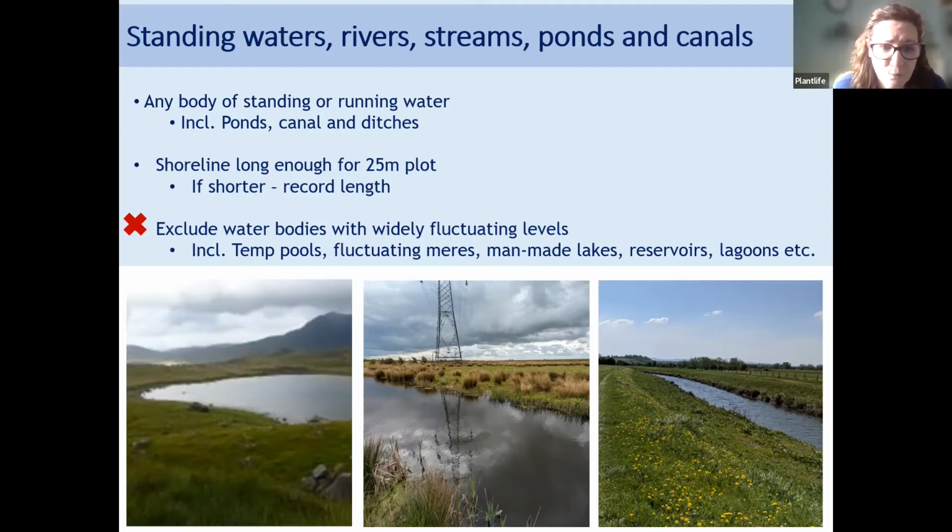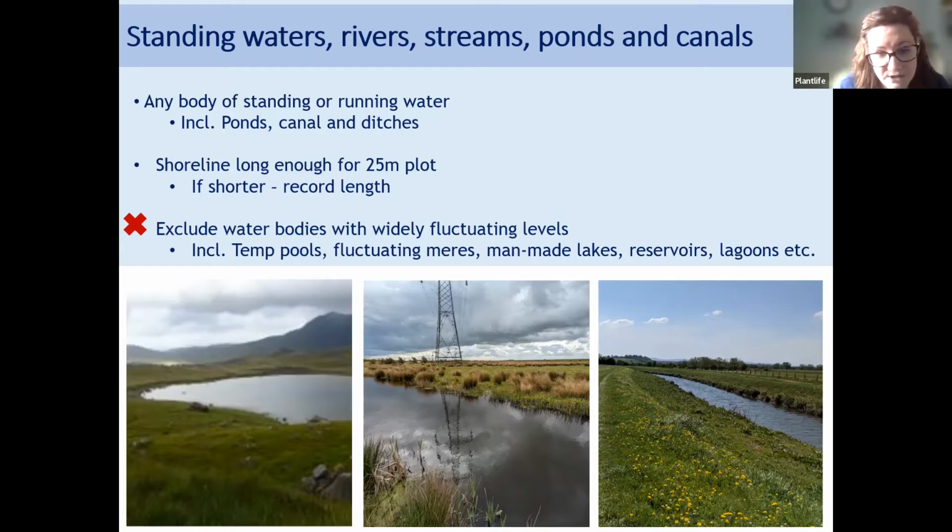So due to fluctuations in water level, the position of the water body plots can actually be quite difficult to define in some cases. So as a result, water bodies that we don't include, and therefore we don't survey, are those with widely fluctuating water levels. So basically these are not very good plot options. They're very hard to relocate or make sure that we're in the same place each time. So we do tend to exclude these, and they include things like fluctuating meres, perhaps temporary pools or ponds, man-made lakes or reservoirs, perhaps saline and brackish lakes or lagoons that may be affected by tides. So those are the ones that we don't include.